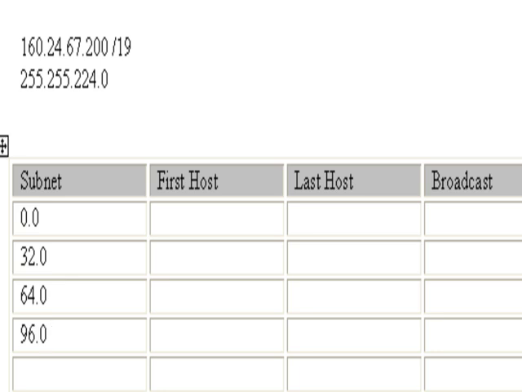We didn't go too far though, however, because we're looking for host number 67.200, because we're subnetting on the 3rd and 4th octets. So clearly we have the answer now. We could actually write out 160.24.64.0 as the answer and move across to the next question.